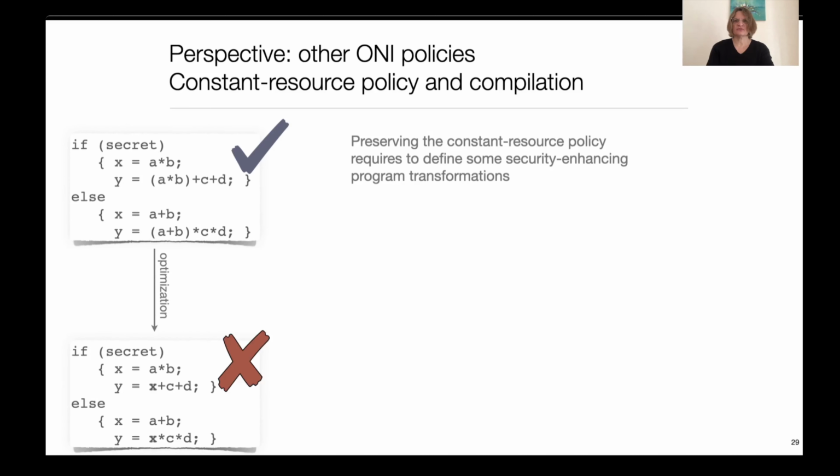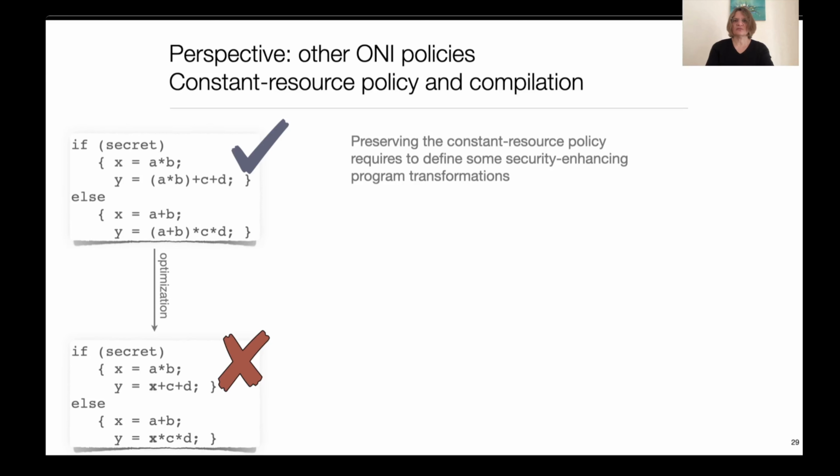Indeed, coming back to the former example, an optimization such as common sub-expression elimination will transform the program into the second program that is not balanced anymore, as for instance, the number of additions differs in both branches. So this program is not constant resource.